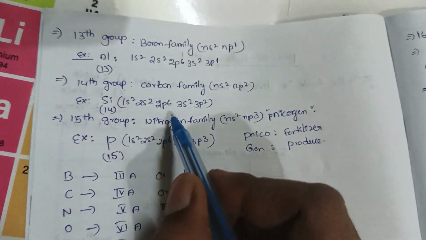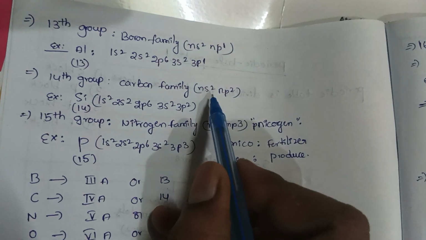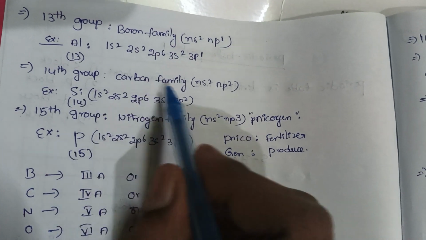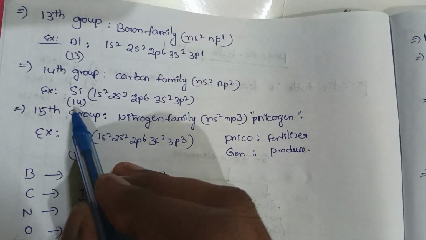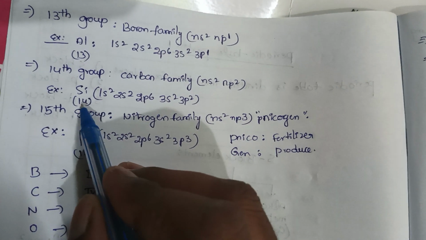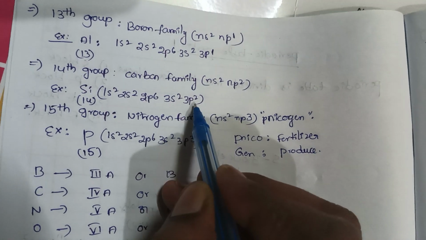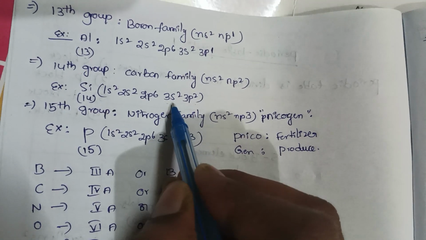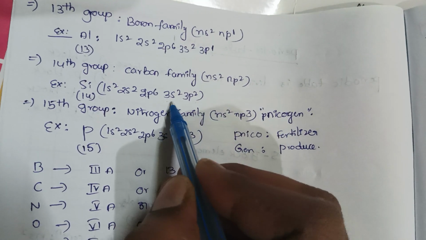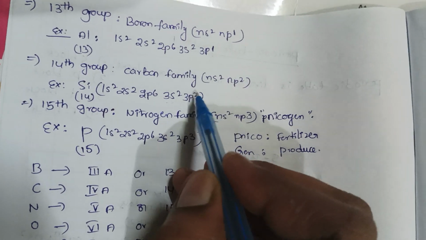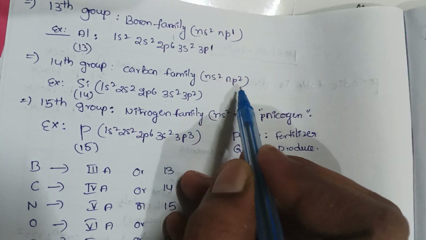14th group, carbon family. The general electronic configuration of the 14th group is ns2, np2. Silicon's atomic number is 14, and its configuration is 1s2, 2s2, 2p6, 3s2, 3p2. The outer shell configuration is 3s2, 3p2. That's why we write ns2, np2.